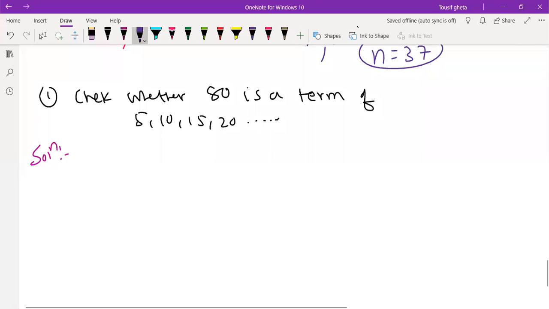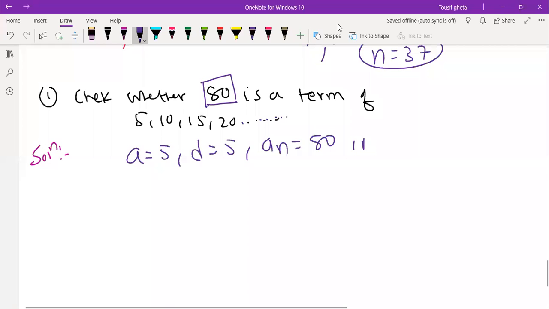Good. See, check whether 80 is a term. Yeah, Kishore, many students gave the answer. So these are the terms given: 5, 10, 15, 20. It means that 80 will come in this sequence 5, 10, 15, 20, 25, 30, 35, 40, 45, and so on. So whether 80 will come, that we should see. So let us do it in the same method. A is equal to 5, D is also equal to 5. AN is equal to 80 because we want to find whether it is a term or not. N we should find out.